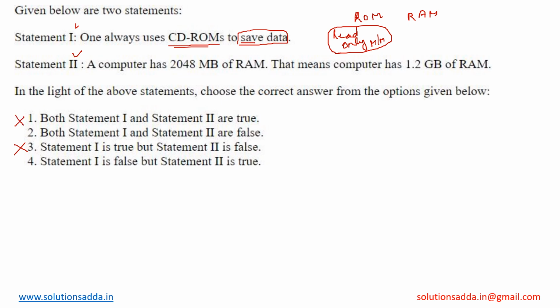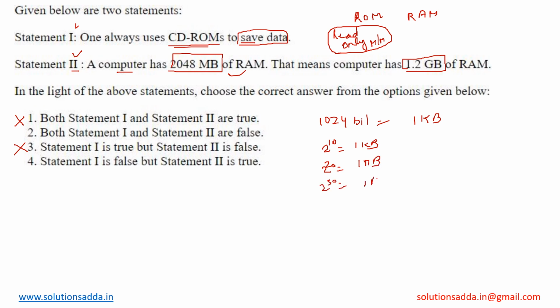Let's read the other statement. Statement 2 says a computer has 2048 MB of RAM, that means the computer has 1.2 GB of RAM. This is a conversion statement about how to calculate the size of memory from MB to GB. So we know the memory hierarchy: 1024 bytes equals 1 KB, or we can say 2 raised to power 10 equals 1 KB, 2 raised to power 20 equals 1 MB, 2 raised to power 30 equals 1 GB.